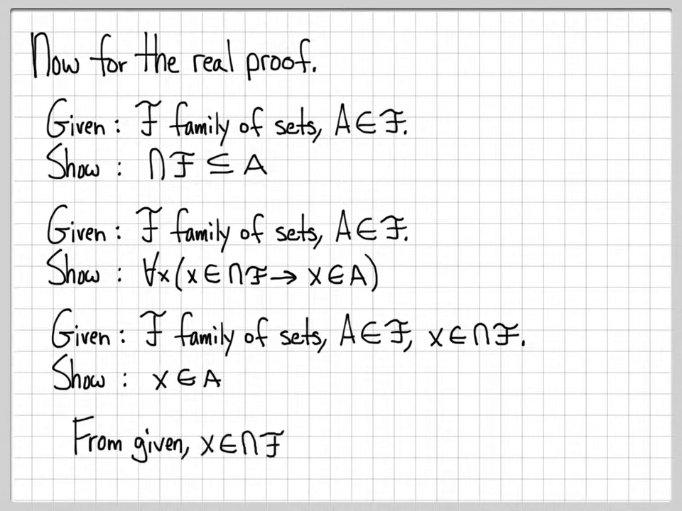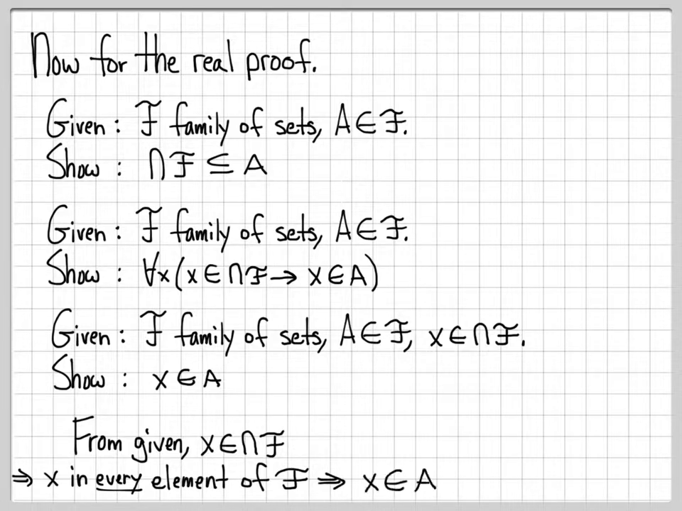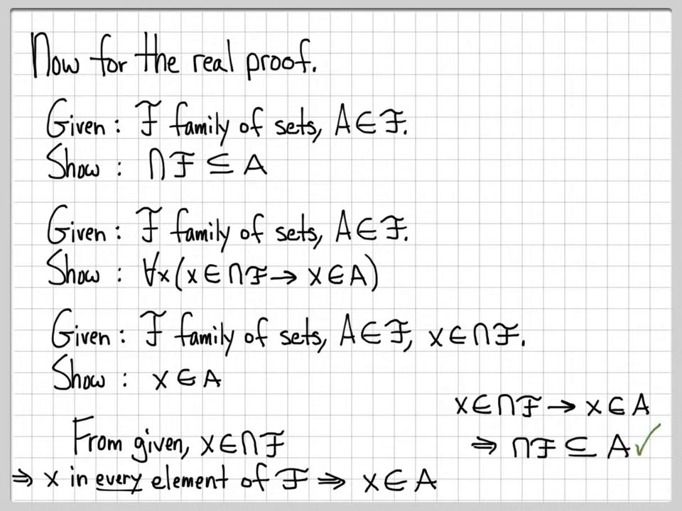So now this is really easy to show. From the given here, we know that x is in the intersection of F. So that means that x has to be in every element of F. That's what it means to be in the intersection of F. Guess what? A is an element of F. So since x is in every element of F, x has to be in A. And then we're done. We just showed that x being an element of the intersection of F implies x is an element of A, which is the definition of a subset, and that is our formal proof.